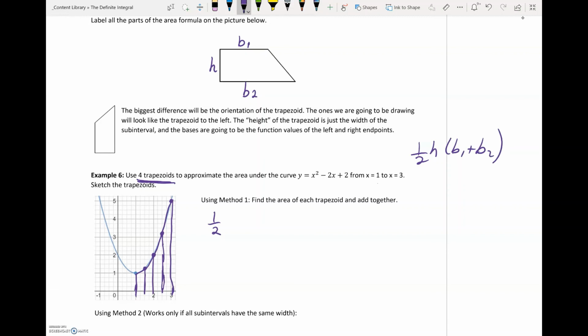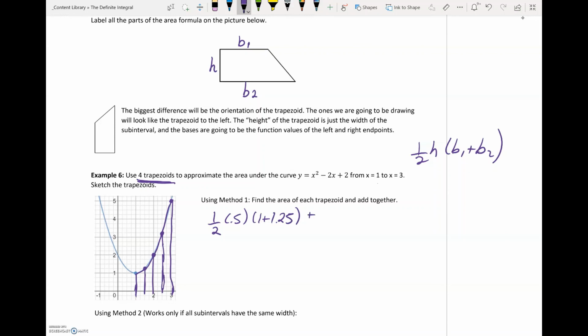Okay, so if we look at this first trapezoid over here, we need to find the height, and the height is going to be 0.5 in this case, so that's kind of the bottom part along the x-axis, that's our h. And then B1 is one of this length, one side of the length, and then the other side. So we have 1 for the left side of the height, and then the right side of the height, that's going to be 1.25. Okay, so that's for one of them.